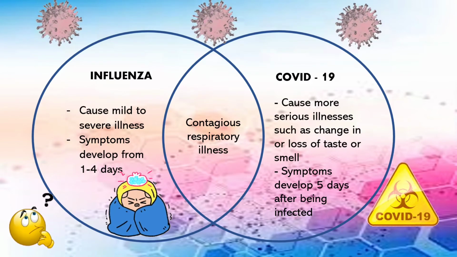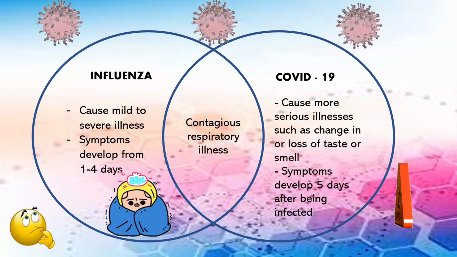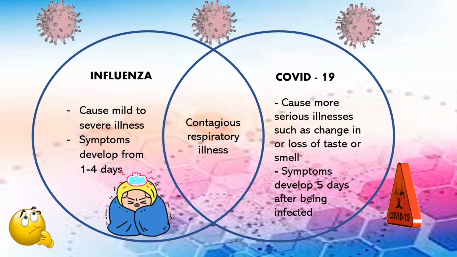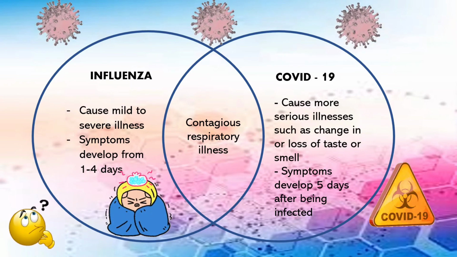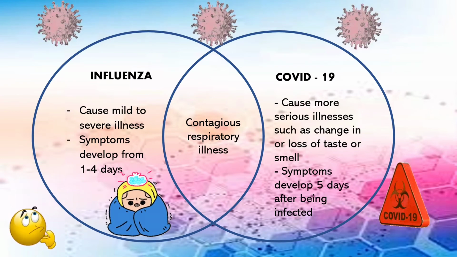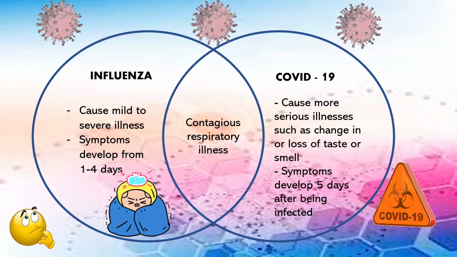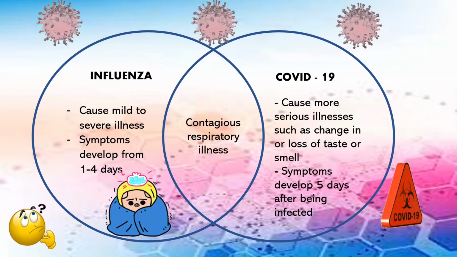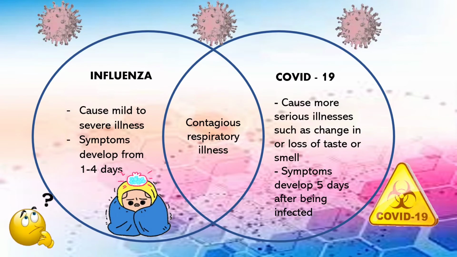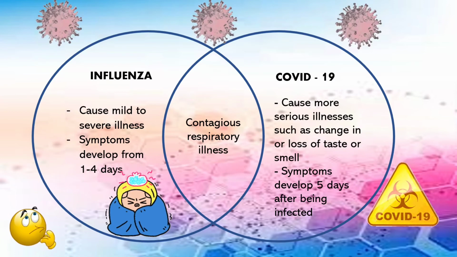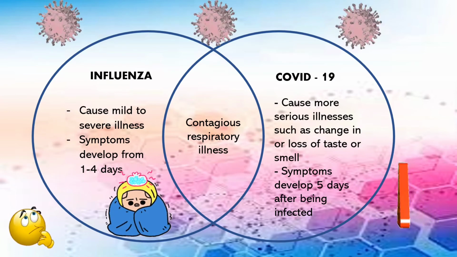What type of nonlinear text is this? If you answered Venn diagram, that is correct. A Venn diagram uses overlapping shapes to show or represent the similarities and differences between two or more items or concepts. In this activity, we compared influenza and COVID-19.